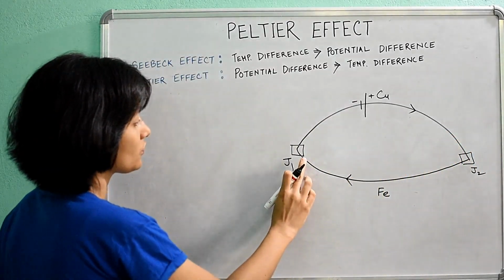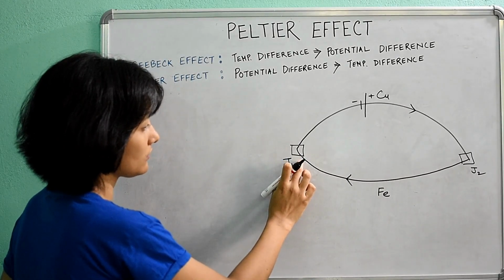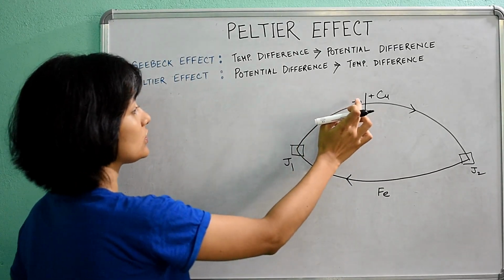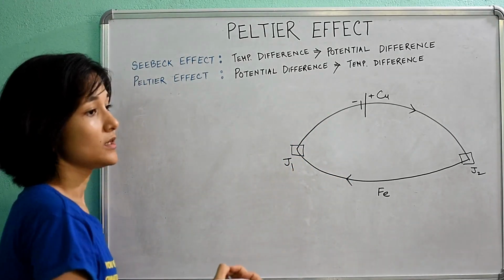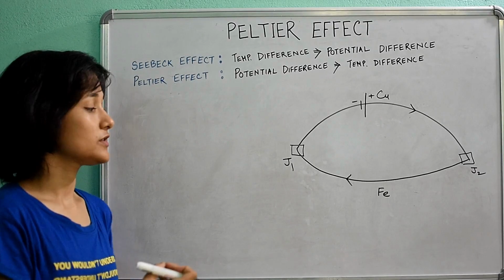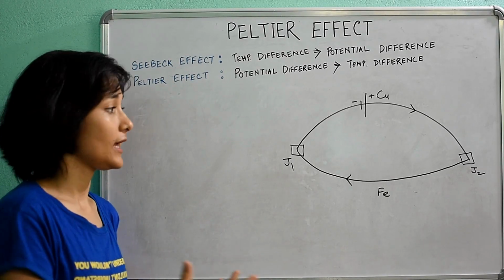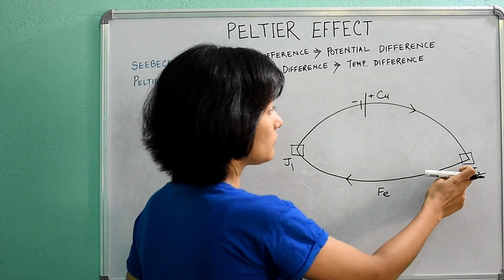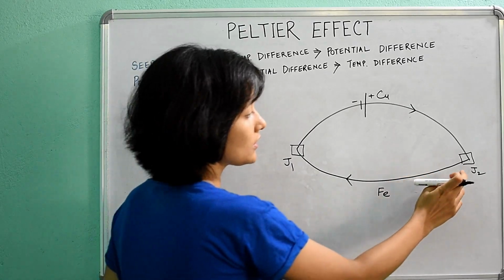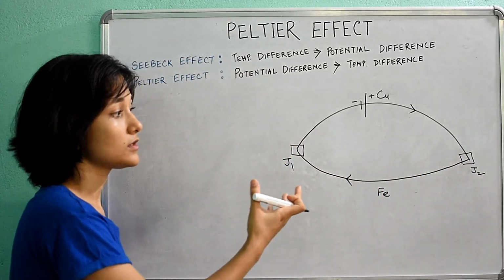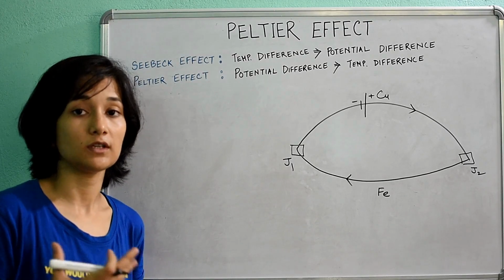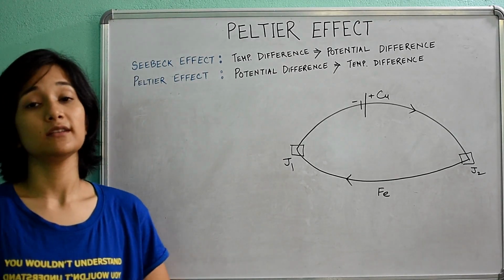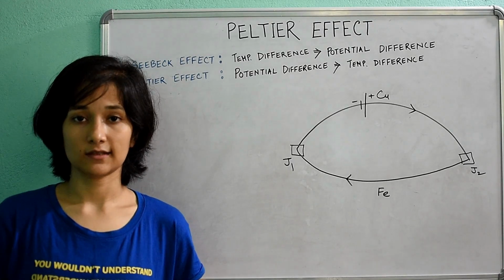So this junction J1, where the current flows from iron towards copper, was found to be liberating heat, so this junction was found to be hot. And the other junction, where the current flows from copper towards iron, was found to absorb heat, and so the junction was cold. Okay, so now let us try to understand the reason behind this effect.